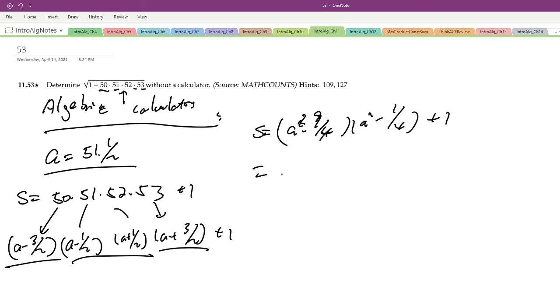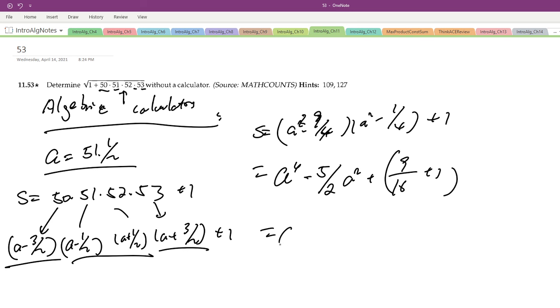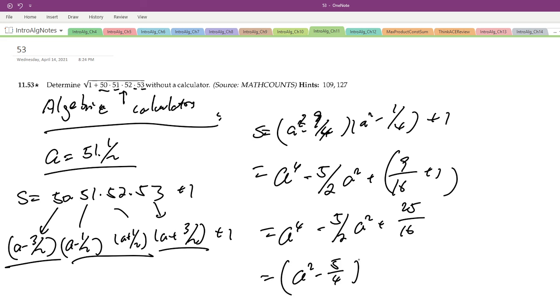Now what we can do is a to the 4th minus 5/2 of a square plus 16/9 plus 1. Then we can see it is a to the 4 minus 5/2 of a square plus 16/25. So this one is a square minus 5/4 of the square.